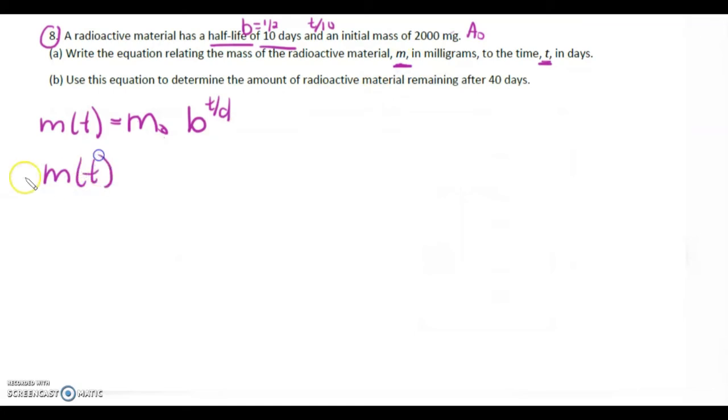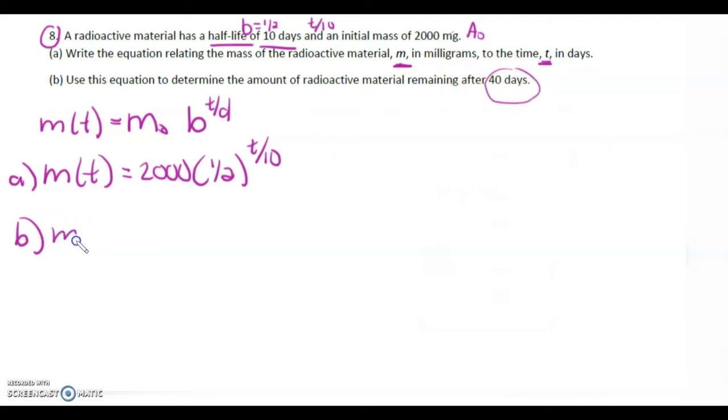So let's write an equation, okay? So the initial mass is 2,000, the base is 1/2, and we get T over 10. Part B says, use the equation to determine the amount of radioactive material after 40 days. So in other words, we're asking, how many half-lives do we have in 40 days? Well, we would have 40 over 10, which is 4.